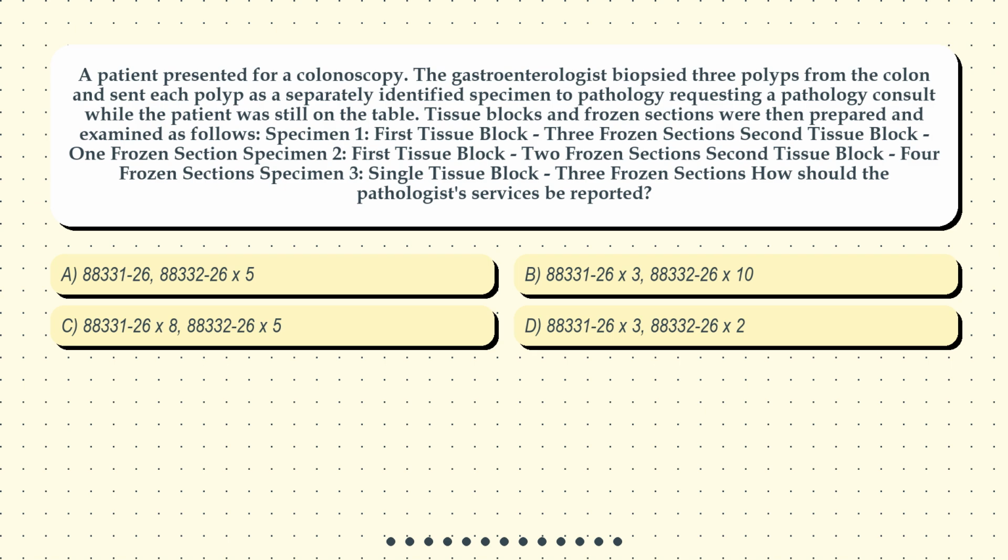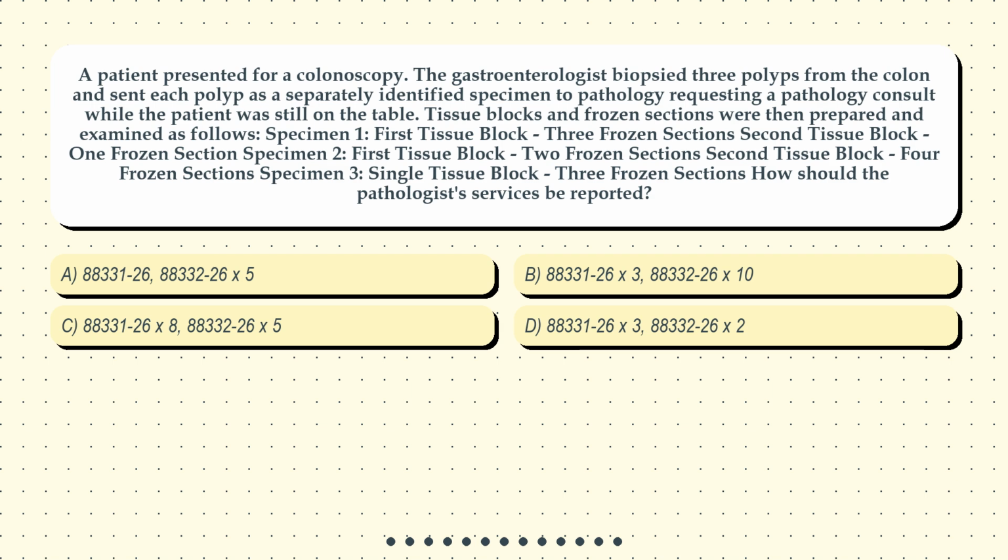Specimen 1, first tissue block 3 frozen sections, second tissue block 1 frozen section. Specimen 2, first tissue block 2 frozen sections, second tissue block 4 frozen sections. Specimen 3, single tissue block 3 frozen sections. How should the pathologist's services be reported?